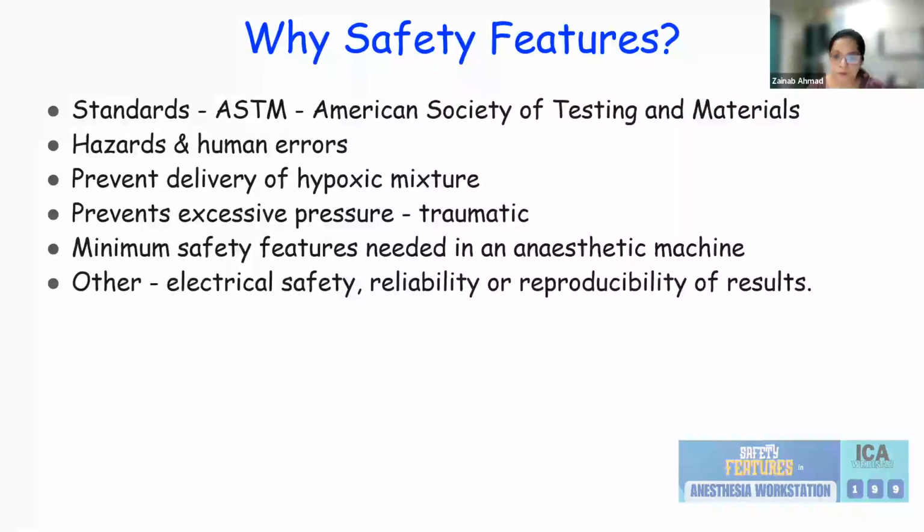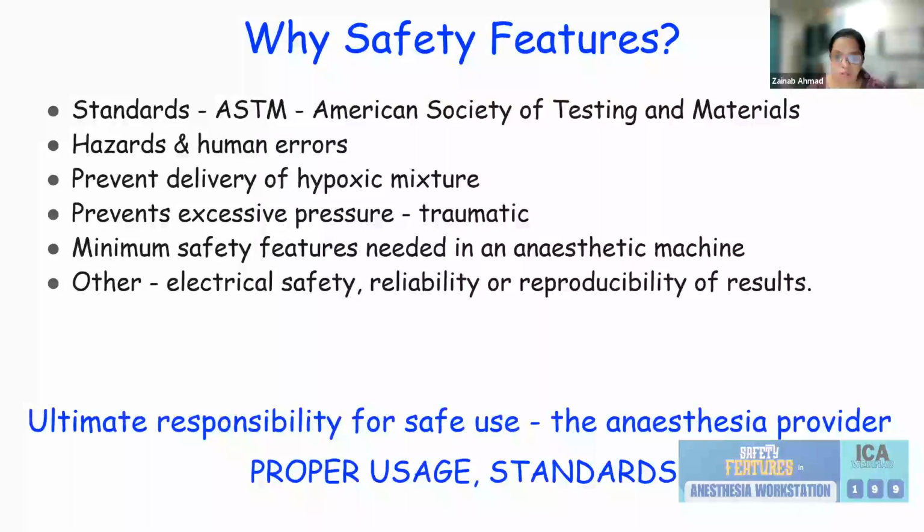So what we'll be talking about are the minimum safety features which are needed in an anesthetic machine. But there are certain other features that you must also be aware of, for example, electrical safety, and whether, in different conditions, your data or results are reliable or reproducible or not. The ultimate responsibility for safe use is with the anesthesia provider who is providing the anesthesia. And we have to be aware of the proper usage and the proper standards that our machine and each and every step that we're taking in the operation theater should meet.